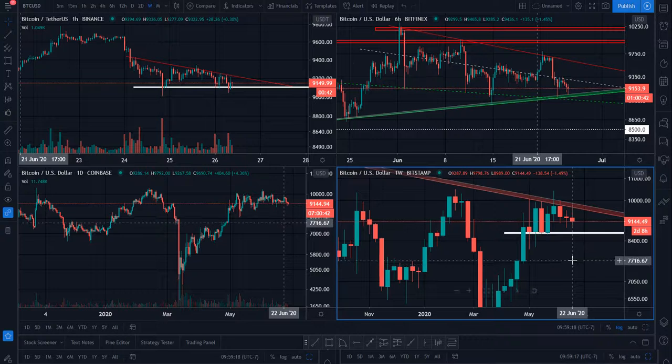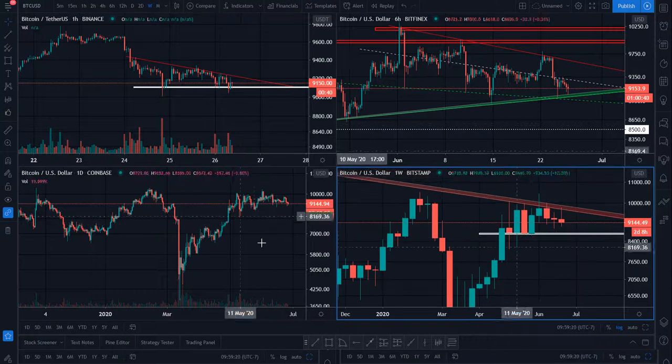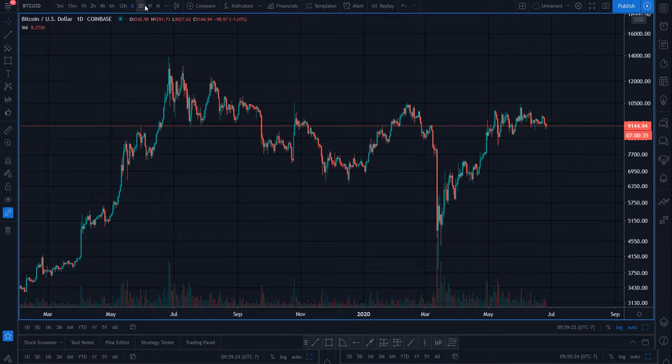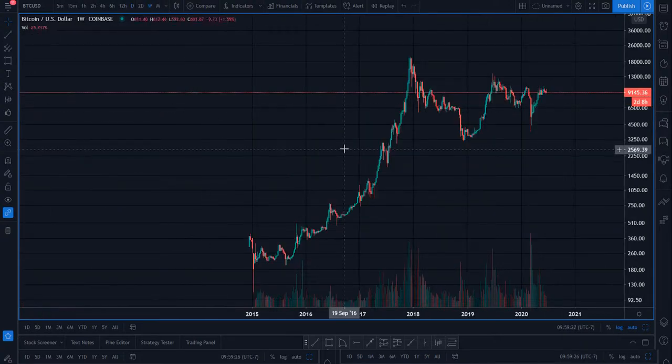The main zone we're going to be looking at for the weekly chart is going to be the $8,500 zone. But in terms of the smaller time frames, we'll get into that right now. Let's go back to the weekly really quickly.